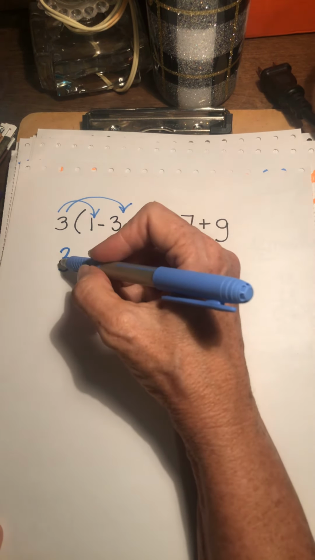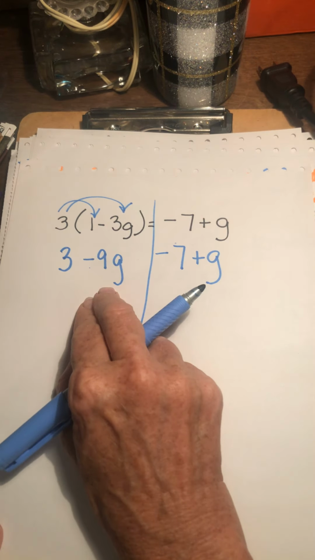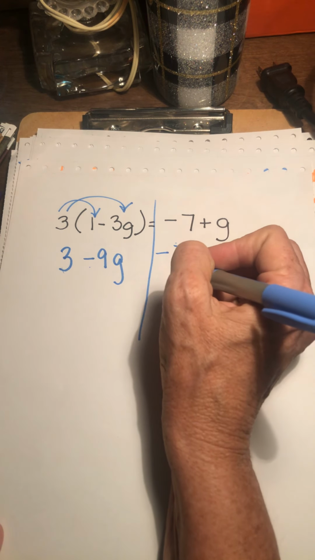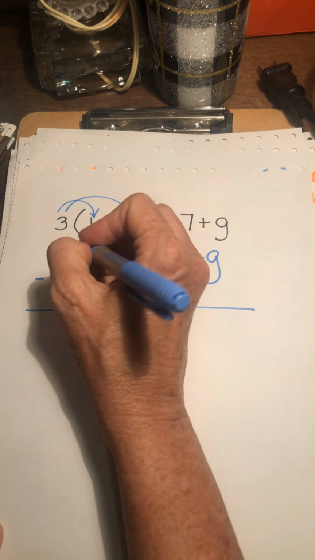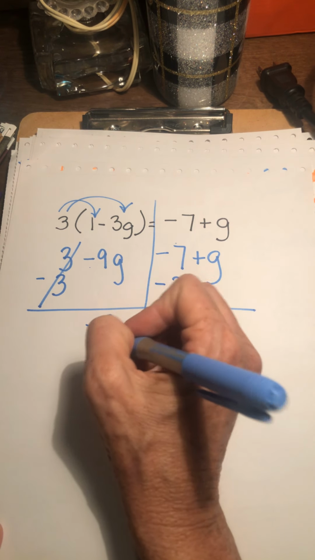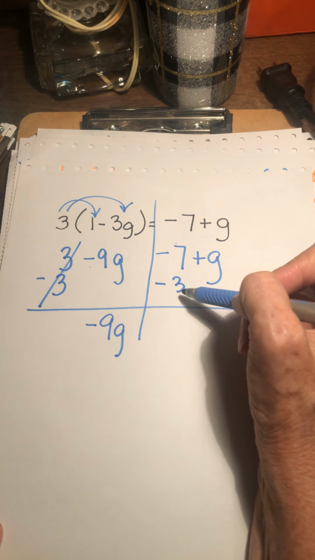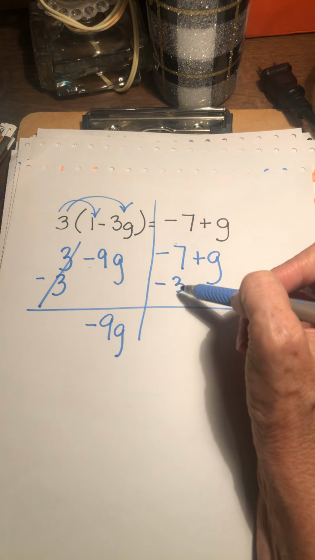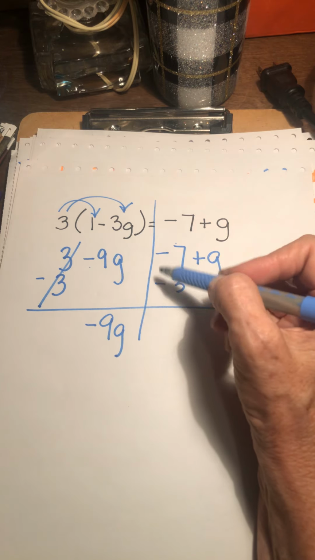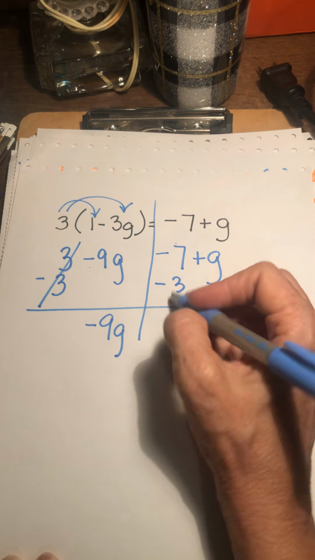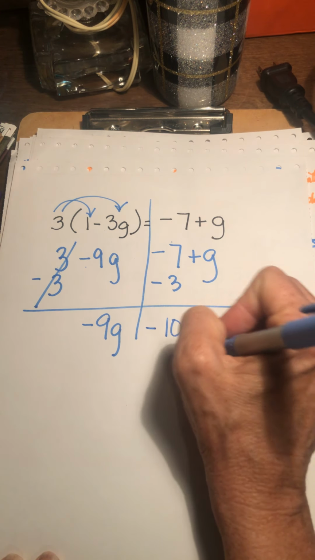Okay, so I need to get this 3 over here because I decided I want my variable, my G's on this side. So I need to get this 3 out of the way. So I write its opposite, and it goes away. I have negative 9G, and I owe 7. I borrowed 7 from you on Monday. Then I borrowed 3 more on Tuesday. So I owe and I owe. I'm adding to my debt, or the signs are the same. So add and keep the signs. 7 plus 3 is 10, negative 10 plus G.